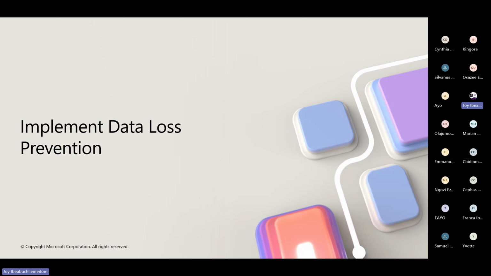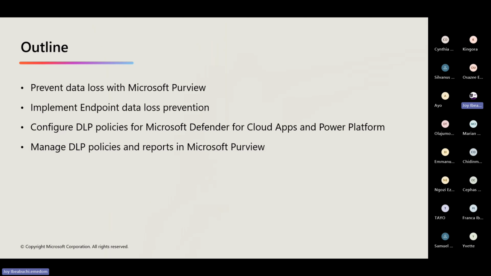So we'll be looking at implementing data loss prevention. A quick rundown of what's in this category today: How do you prevent data loss with Microsoft Purview? How do you implement endpoint data loss prevention? How do you configure the DLP policies for Microsoft Defender for Cloud Apps and Power Platform? How do you manage DLP policies and reports in Purview?